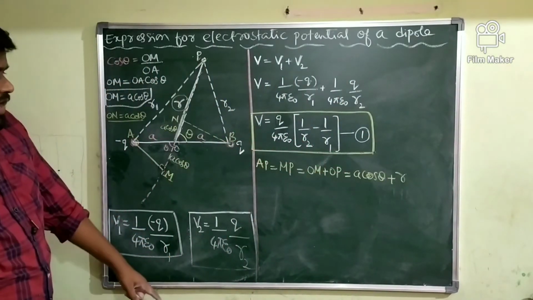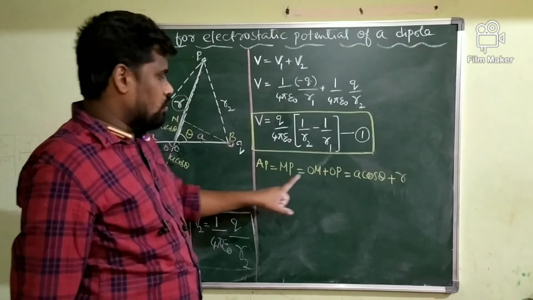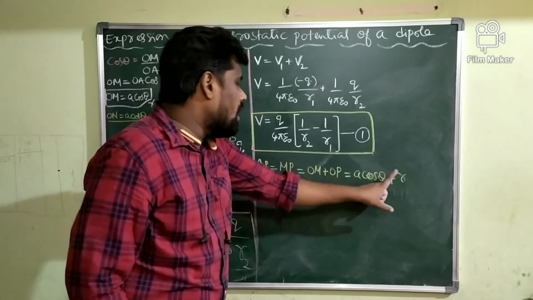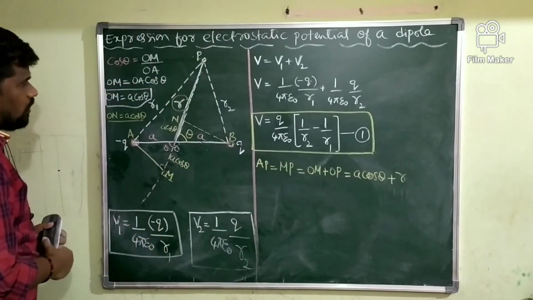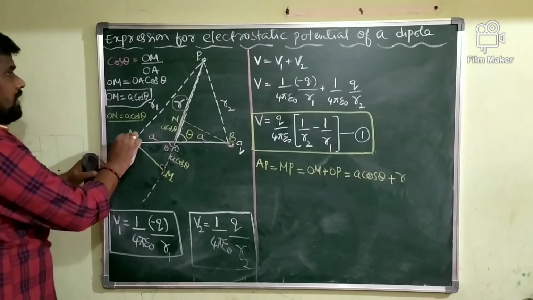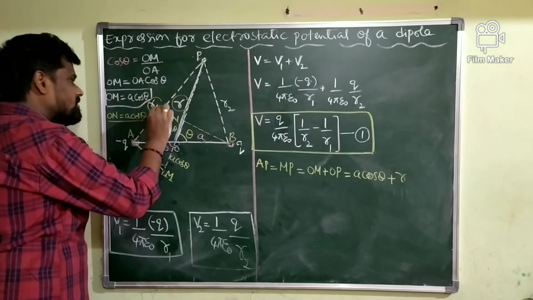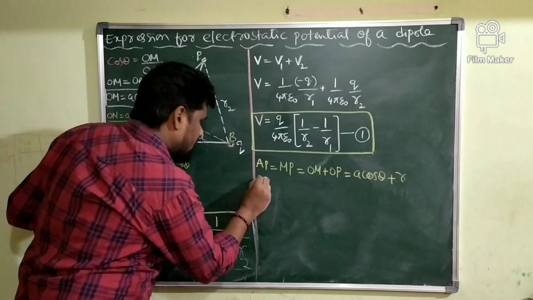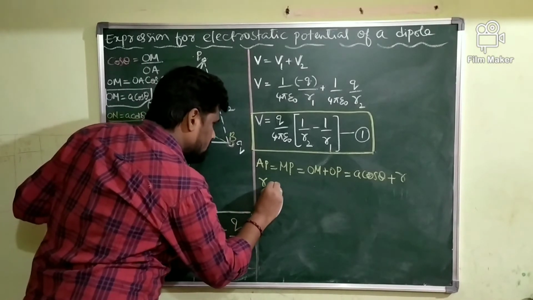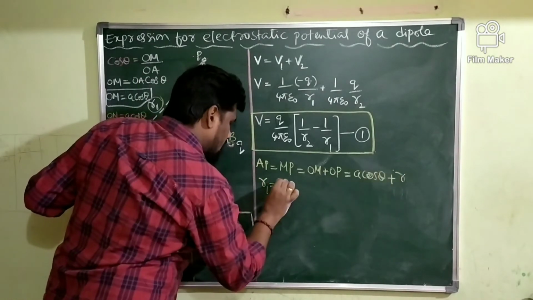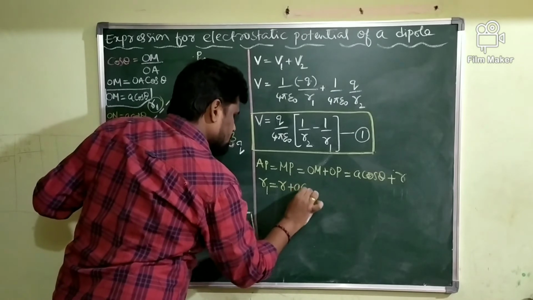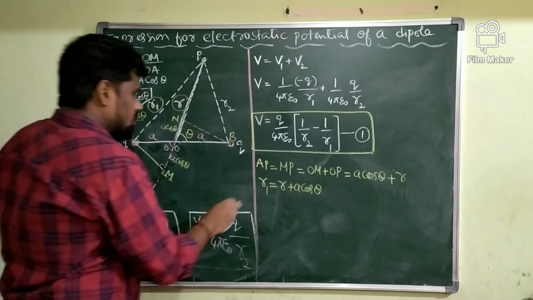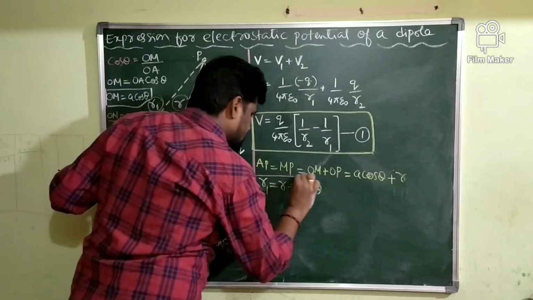Now, what is the value of AP? AP is equal to A cos theta plus R, or else R plus A cos theta. Then what is AP from the diagram? AP is nothing but R1. What is the value of R1 now? R1 is equal to R plus A cos theta.